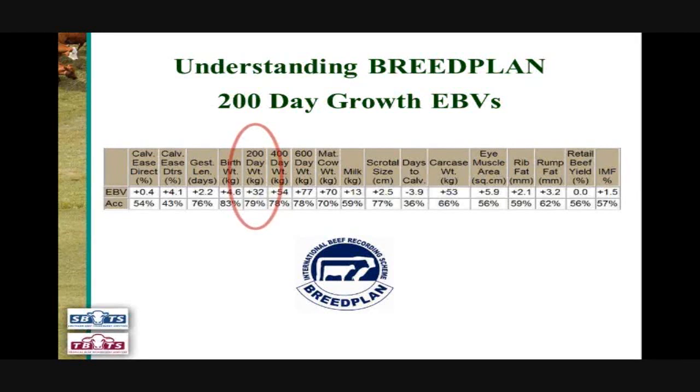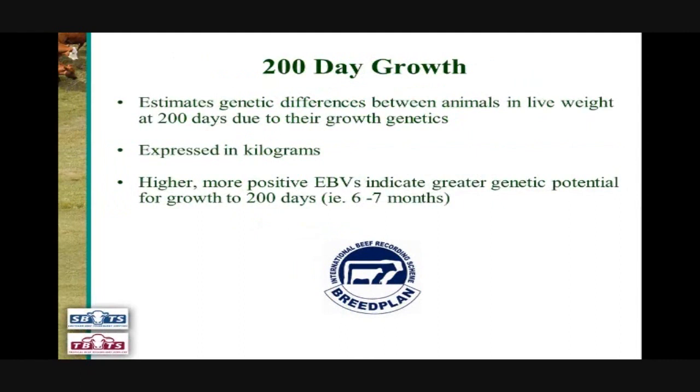This presentation provides an overview of the Breedplan 200-day Growth EBVs and what information is used to calculate them. The 200-day Growth EBVs, calculated by Breedplan, estimate genetic differences between animals in the live weight of animals at 200 days due to their growth genetics. The 200-day Growth EBVs are expressed in kilogram units, with higher, more positive 200-day Growth EBVs indicating greater genetic potential for growth to 200 days or around 6 to 7 months of age.